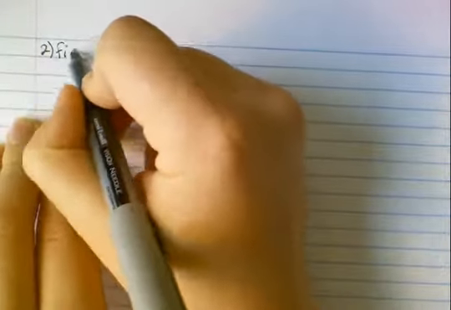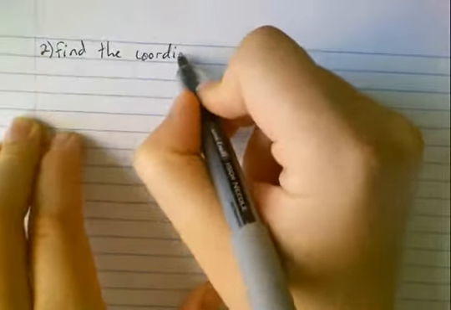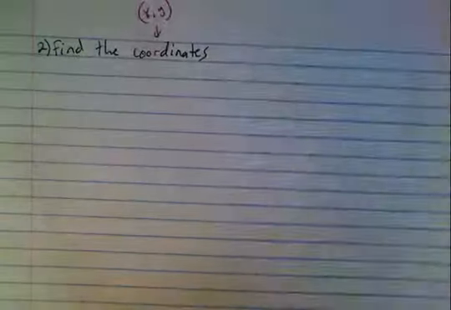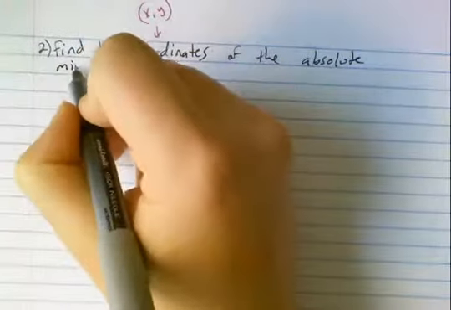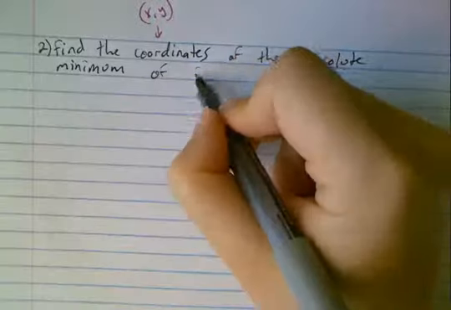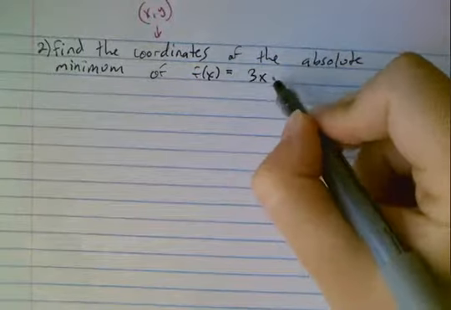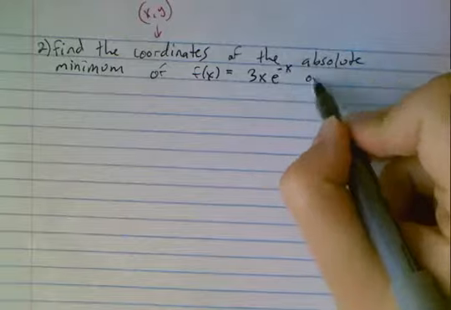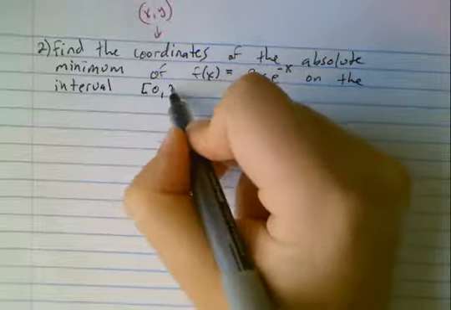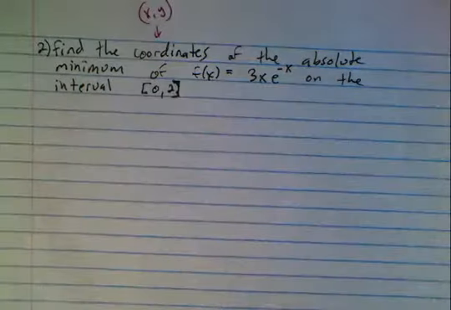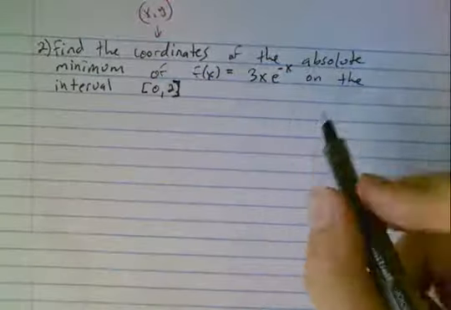Let's do another one of these for practice. Find the coordinates, so that's x and y, of the absolute minimum of f of x equals 3x times e to the negative x on the interval 0 to 2. Okay, minimum f of x.